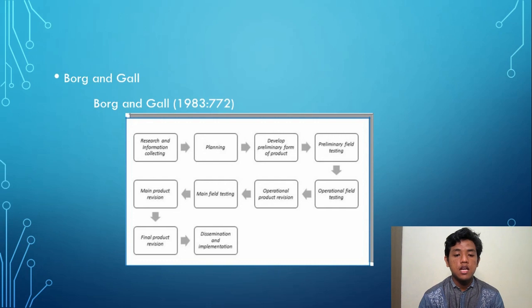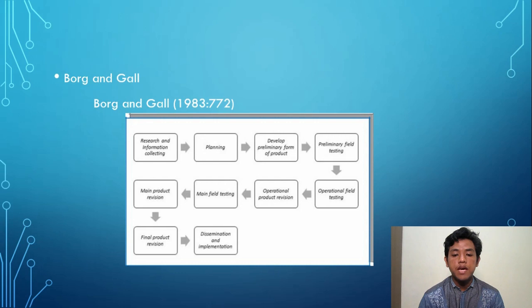Next is develop preliminary form of product, that is preparation of instructional materials, handbooks, and evaluation device. Next is preliminary field testing, that is conduct in from 1 to 3 schools using 6 to 12 subjects, interview, observational, and questionnaire data collected and analyzed.